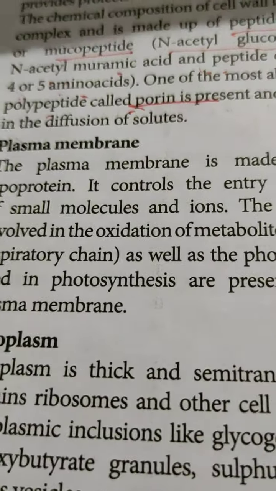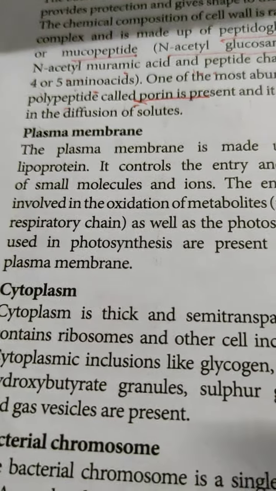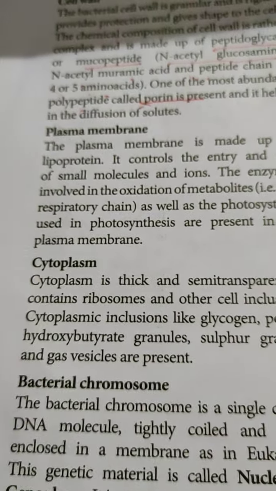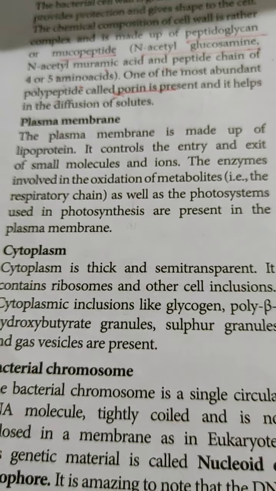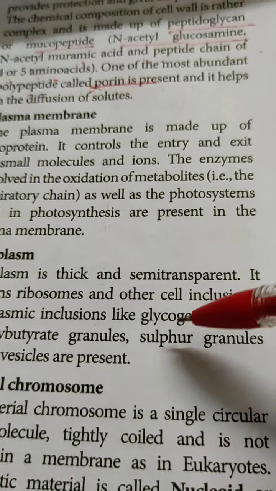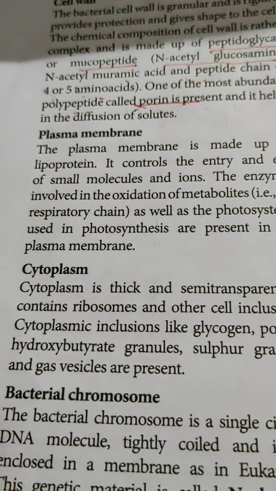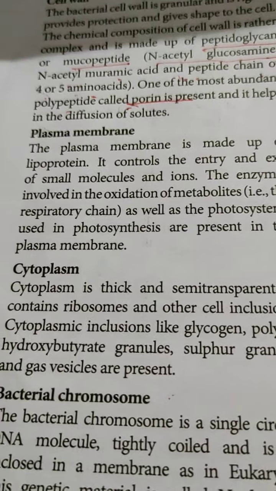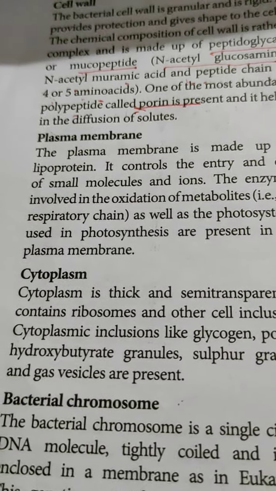Next, inner to the plasma membrane, we have the cytoplasm. Cytoplasm is thick and semi-transparent. It contains ribosomes and other cell inclusions. What are the cytoplasmic inclusions? Glycogen, poly-beta-hydroxybutyrate granules, sulfur granules, and gas vesicles are also present.